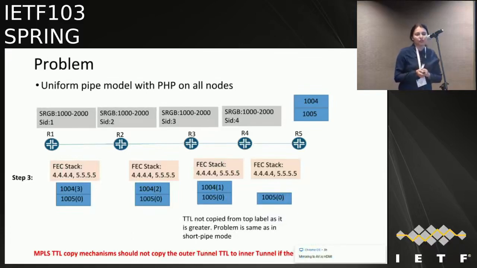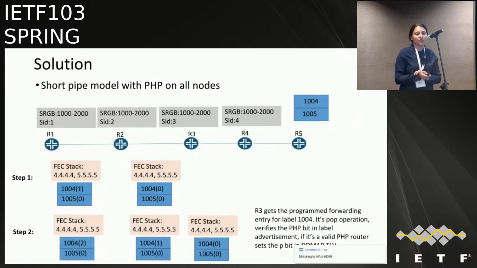So we need a solution for this. So what's the solution? In the PHP case, when we reach the PHP node, we have to increment the bottom label TTL to 1 instead of waiting until we reach the egress. So that's the solution we need. So let's see if we do that, would everything work fine?